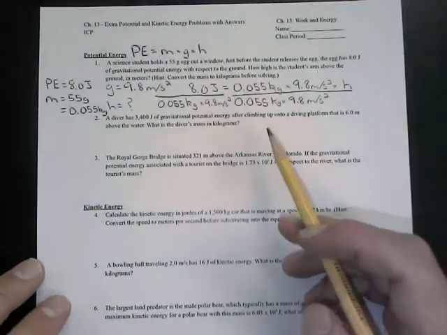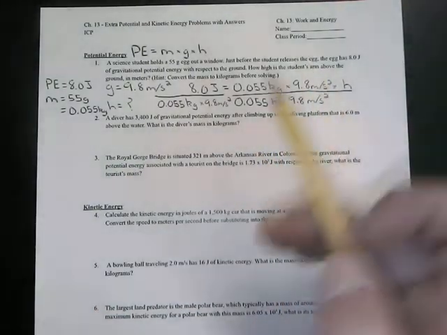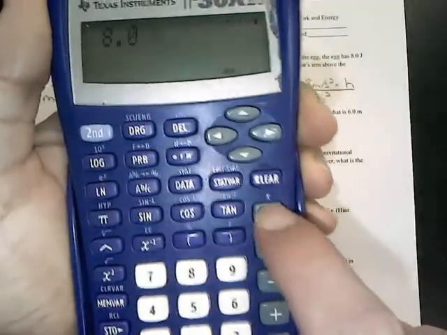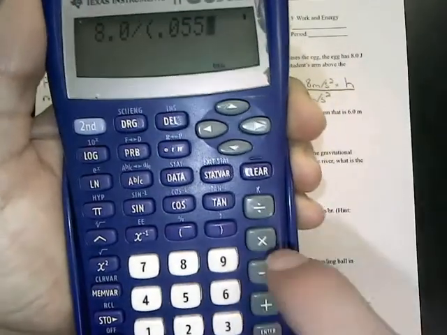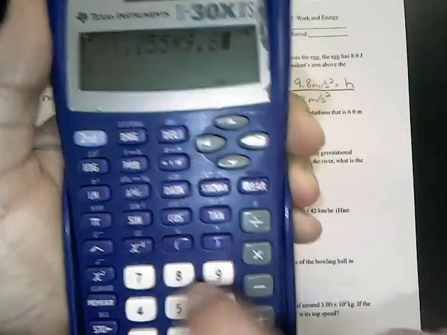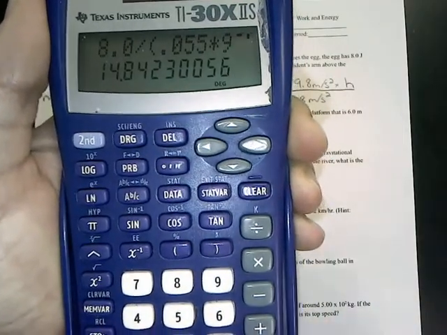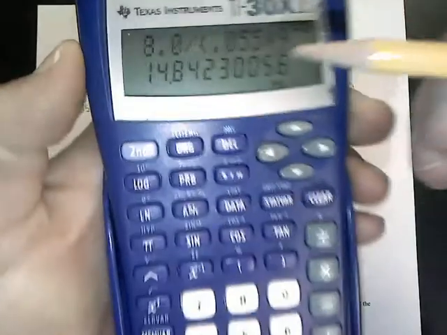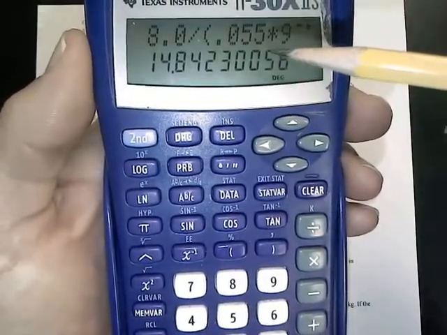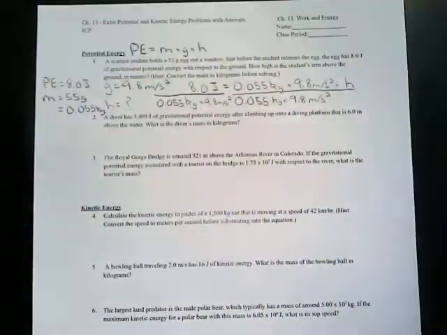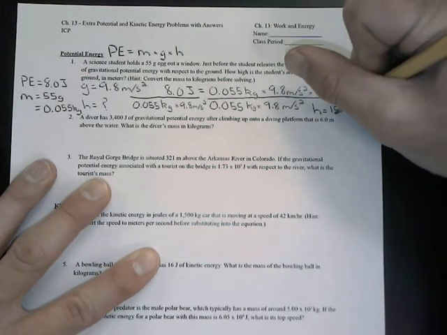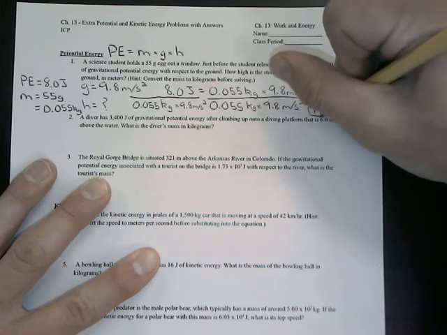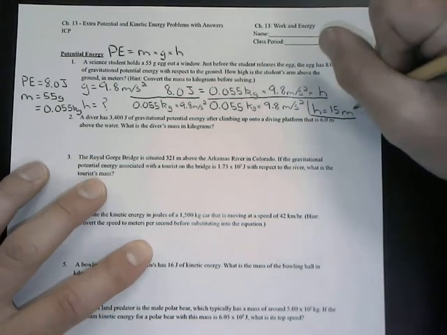Okay, I know it's kind of squished here, but the way in which we're going to solve this problem is as follows. We're going to take 8.0, divided by, very key thing here, parentheses, 0.055 times 9.8. Close the set of parentheses, and we get our height. Now, we're going to round this to the nearest whole number, and the nearest whole number would be 15. So our h is 15 meters, and that is exactly what the problem wanted.